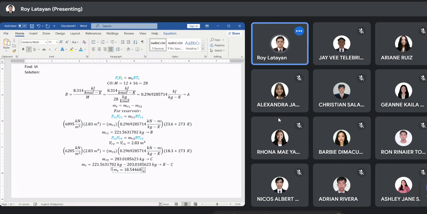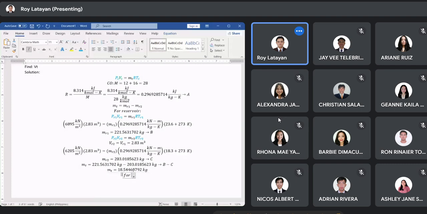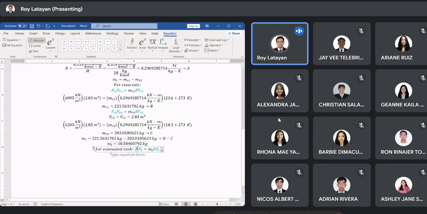So, 18.544607922 kilograms. Then, we have na ng mass na na-transfer dun sa tank. So, going back dun sa tank, for the evacuated tank, babalik na ulit tayo dun sa PV = mRT wherein meron na tayo lahat ng values. Then, we simply substitute na lang.